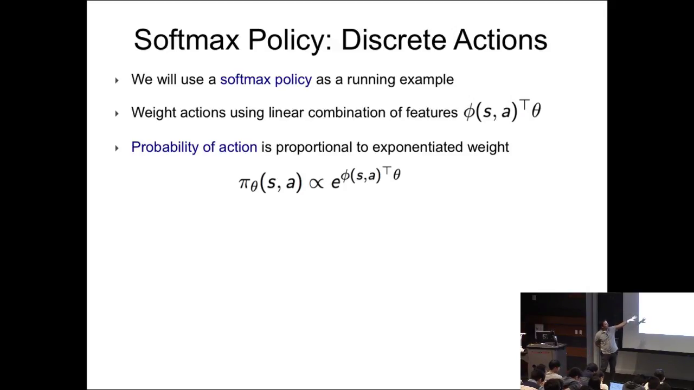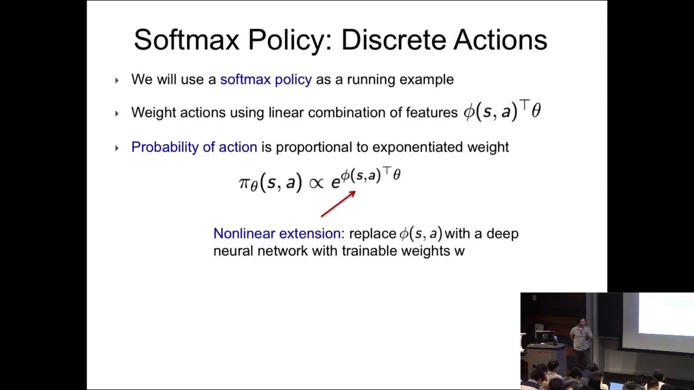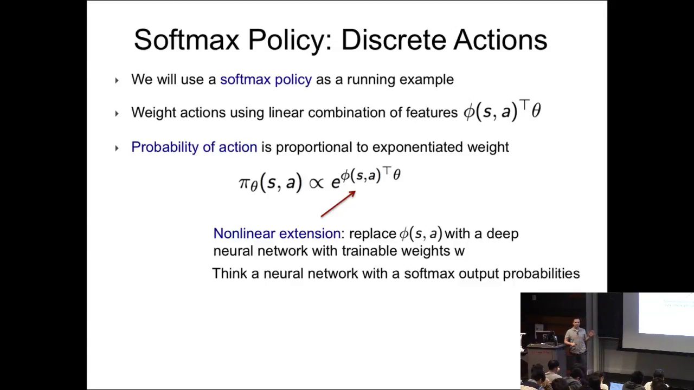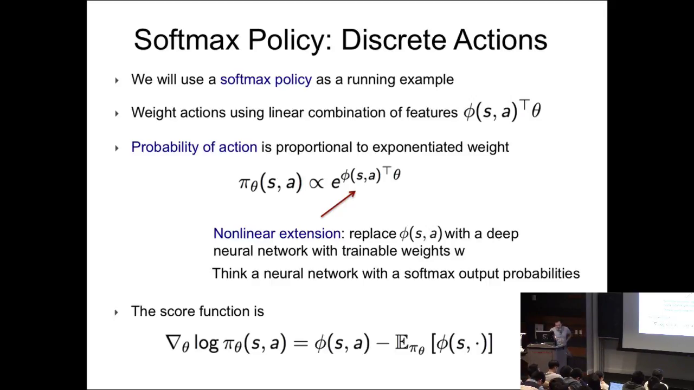So you have the probability of the action. Obviously, there is a nonlinear extension. You can just replace this phi with some deep neural network, and you can train your parameters. But that's not the point here. You can also think of this as a neural network with softmax output probabilities. If you want to make a connection to supervised learning, given the state, pass it through the model. If you have a discrete set of actions, it's a softmax probability distribution over possible actions. This is just a neural network with softmax output probabilities.